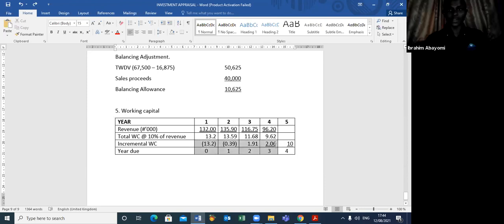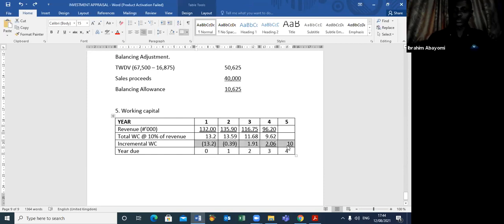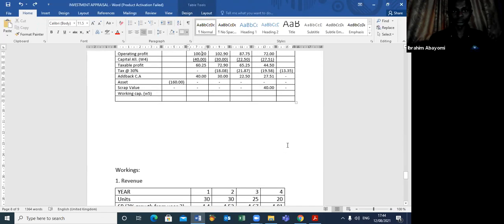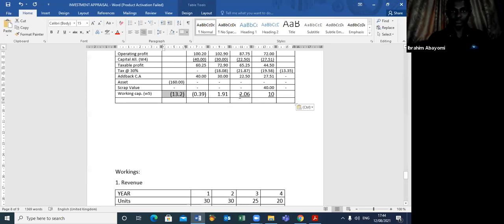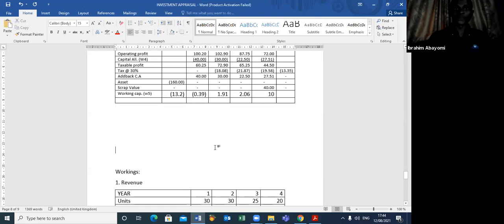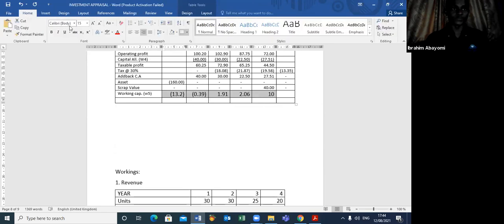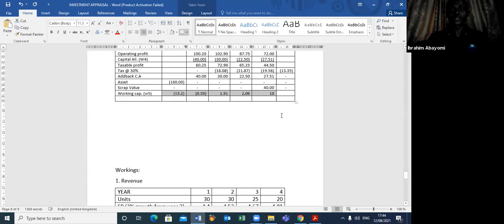So let's copy this and put it in our table. Working capital, we start from year 0. So remove the underline here. Okay. Let me change the font to be the same. I think I used 11.5. I didn't use it across the board.